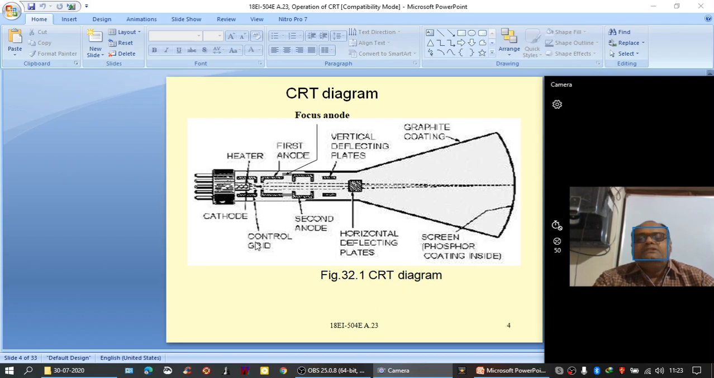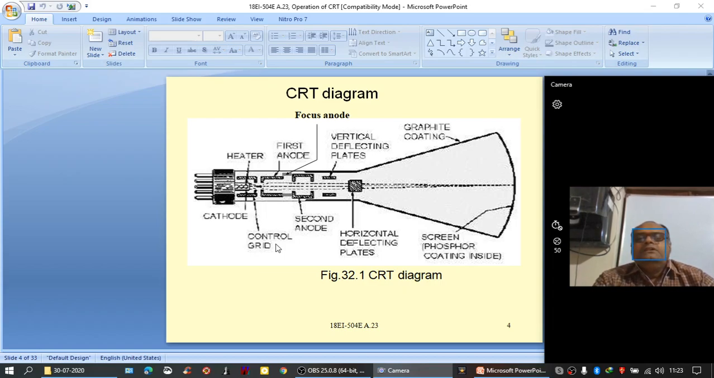So depending upon the amount of negative voltage on the control grid, the concentration of electrons that are passing through the control grid will vary. The lesser the negative voltage on the control grid, the more will be the concentration of electrons passing through it. So this control grid is mainly used to control the intensity of the electron beam, that is, the number of electrons present in the electron beam.